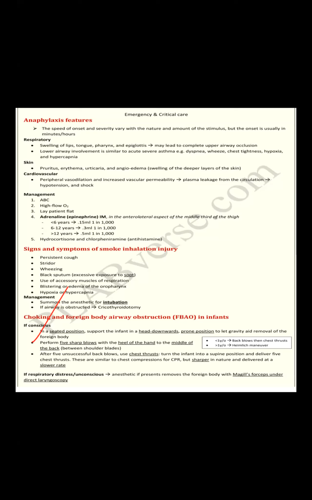If the patient is conscious and stable, we can perform this maneuver. But if there is respiratory distress and the patient is unconscious, and the foreign body needs removal, we have to do anesthetic support with Magill's forceps under direct laryngoscopy. Just remember the name. If conscious and below 1 year, back blow and chest thrust; if more than 1 year, Heimlich maneuver; if unconscious with respiratory distress, Magill's forceps under direct laryngoscopy.